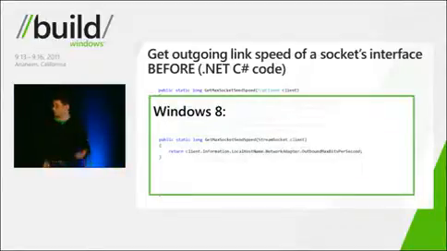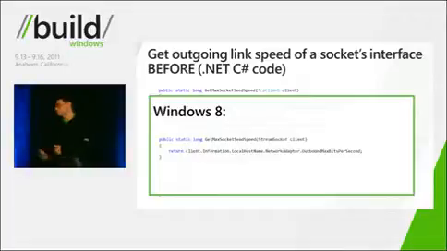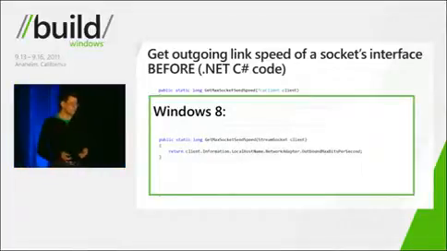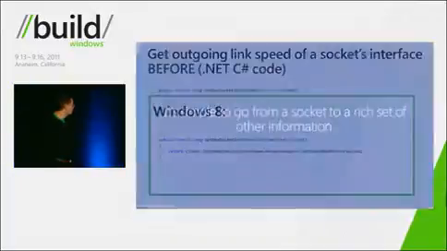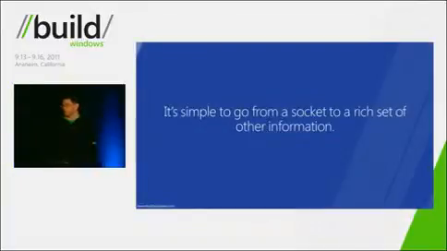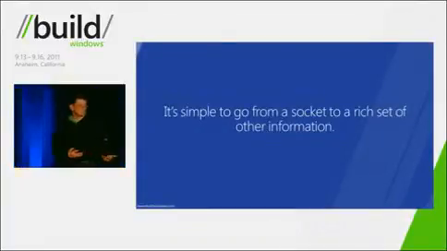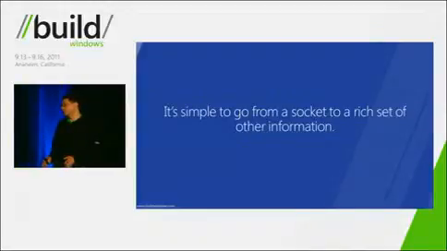Okay. Now, could we still do it the last way that we showed on the previous slide? Oh, absolutely. You can still do that. You can still enumerate all the things and go and look it up yourself if you want. But you don't have to. Now you can do all that stuff in one line of code. Okay. So what this is illustrating is that it's easy to go from a connected socket to a rich set of other information. And I've just showed you one example here.